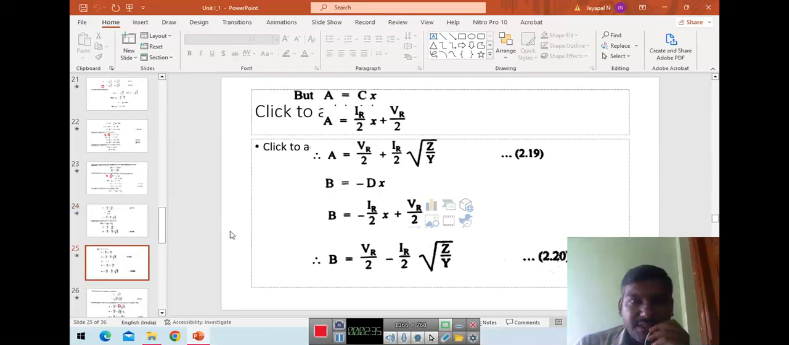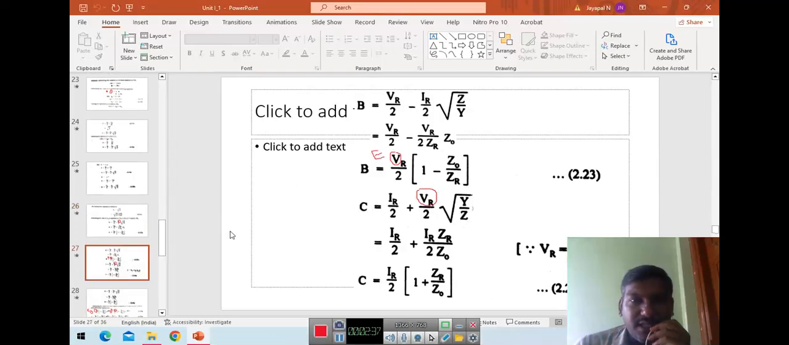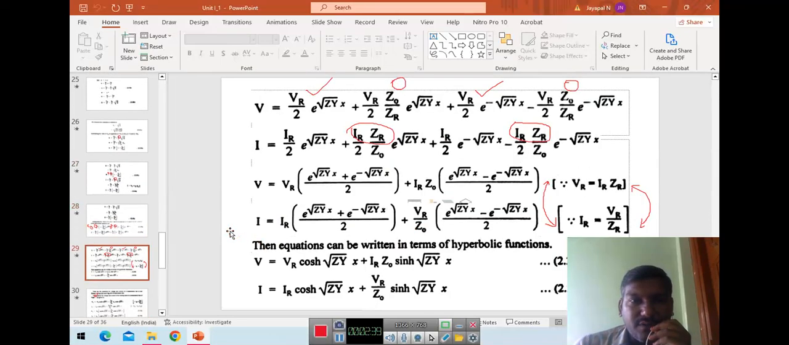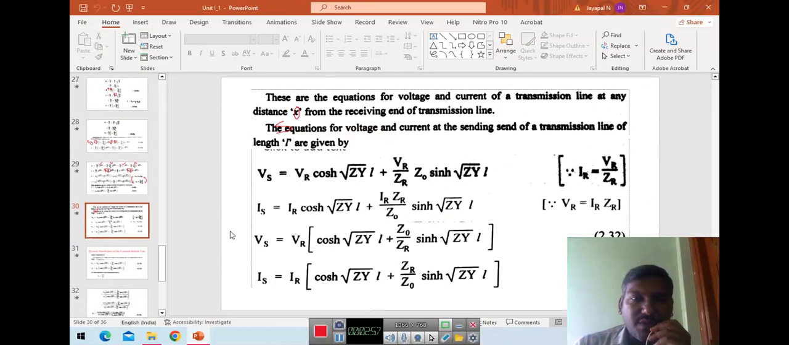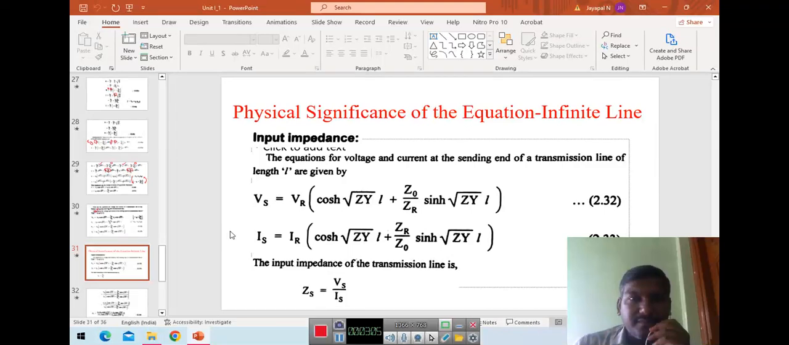So after solving these equations we can find the solution. Directly we will go to the solution: V is equal to VR cosh(√(ZY) x) plus IR Z0 sinh(√(ZY) x), and I is equal to IR cosh(√(ZY) x) plus (VR/Z0) sinh(√(ZY) x), where √(ZY) will be replaced by gamma. This is the solution. Vs represents our sending end voltage, and Is represents the sending end current. Thank you.